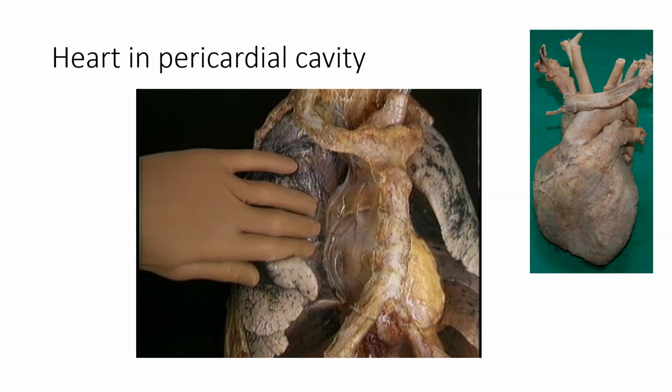In this picture, you can see the heart within the pericardial cavity. If the pericardium is removed along this dotted line, you can visualize the sterno-costal surface of the heart. So this is the sterno-costal surface of the heart. And in this picture, the right lung is pulled to show the right margin of the heart and its indentation in relation with the right lung. And this is the left lung, and this is the left margin of the heart.